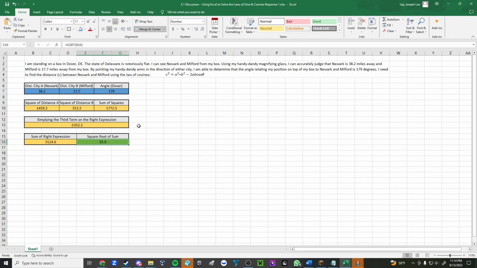And I can verify that because I have friends in Newark and Milford standing on their own boxes, and they have their magnifying glass and they're telling me that it is 55.9 miles.